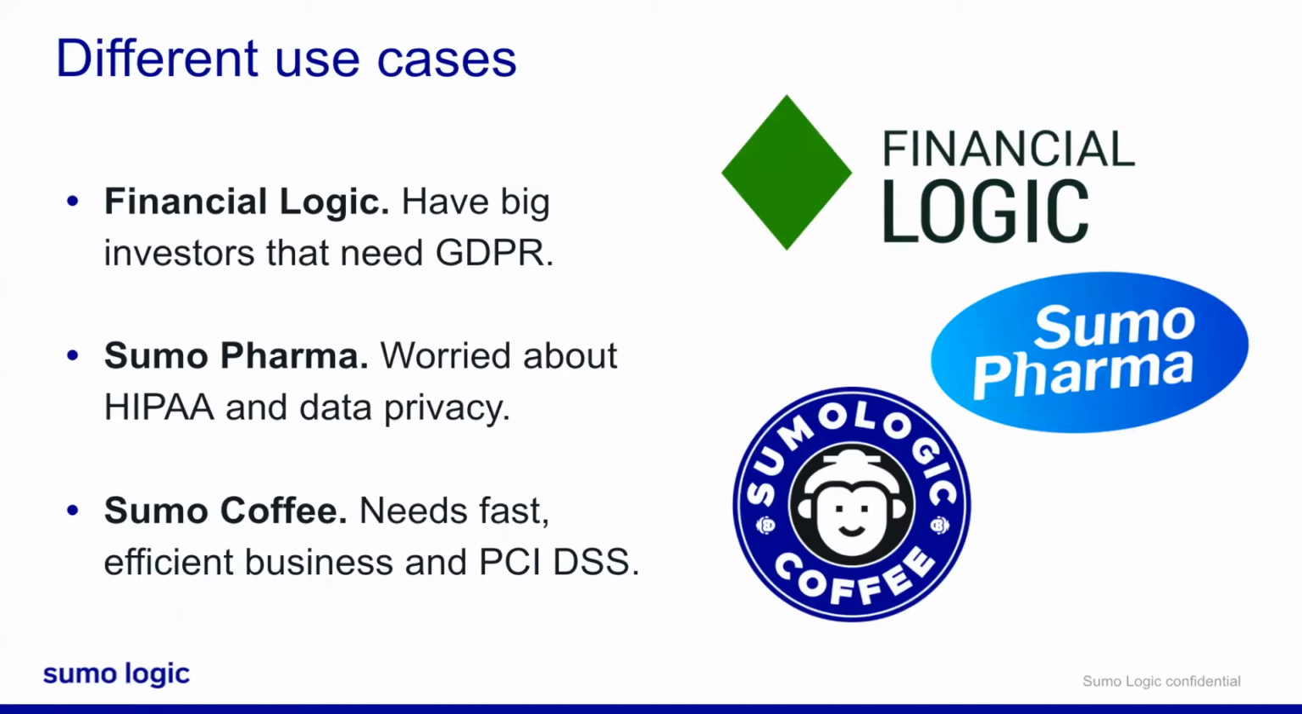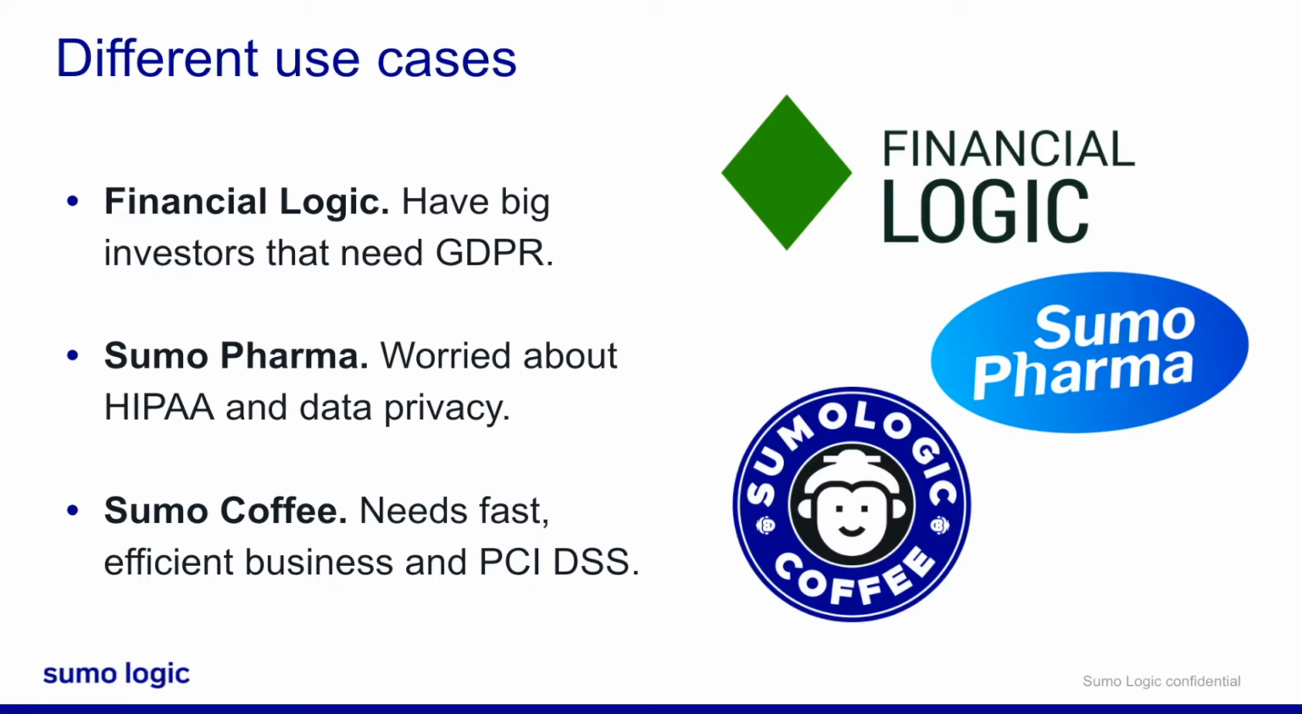In this course, we're going to use data and examples from some fictional companies like you see here on the right-hand side of the screen. We're going to use Financial Logic, Sumo Pharma, and Sumo Coffee. Financial Logic is a major player in the banking industry. They meet all the GDPR and other international compliance standards, but worry their big investors are still targets for hackers. So that's their concern: GDPR, hacking, and protecting.